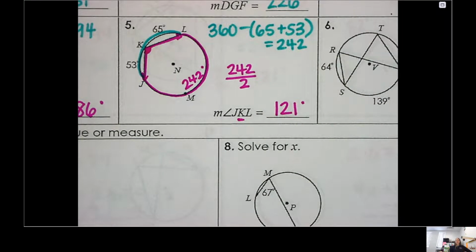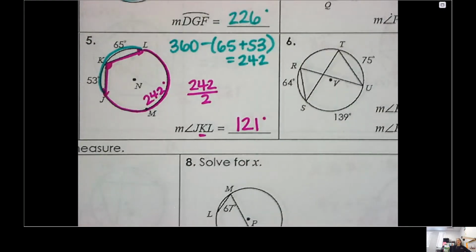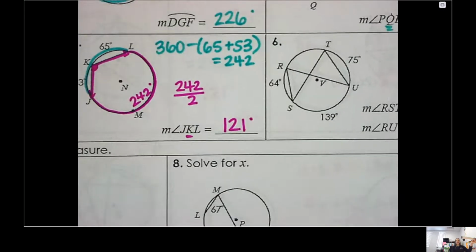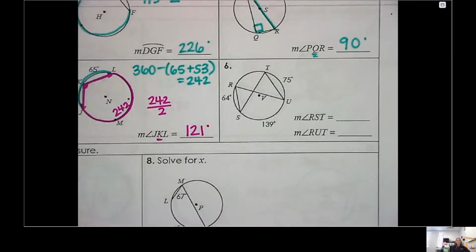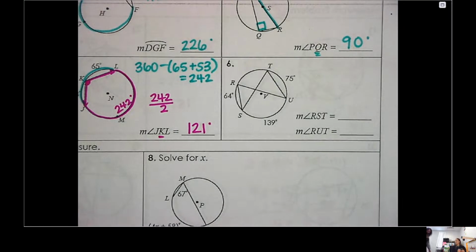Yeah, so look, it's one extra step, but it's still intercepted arcs, right? You're still just either multiplying by 2 if you have the angle, or you're dividing by 2 if you have the arc. Okay, let's look at 6. 6 is easier than it looks. You've got some vertices, yes. Which ones? Okay. Which ones?